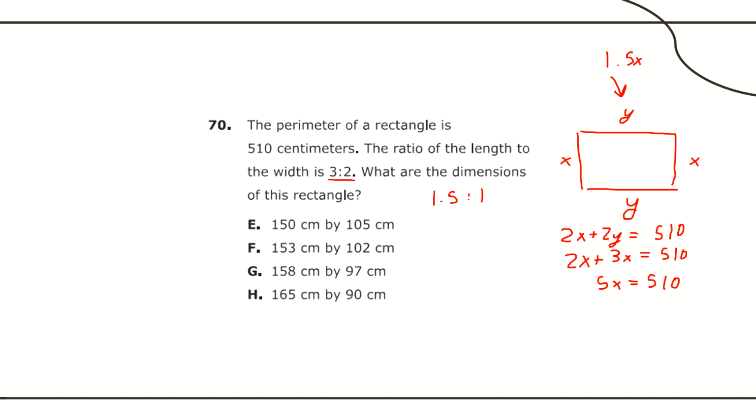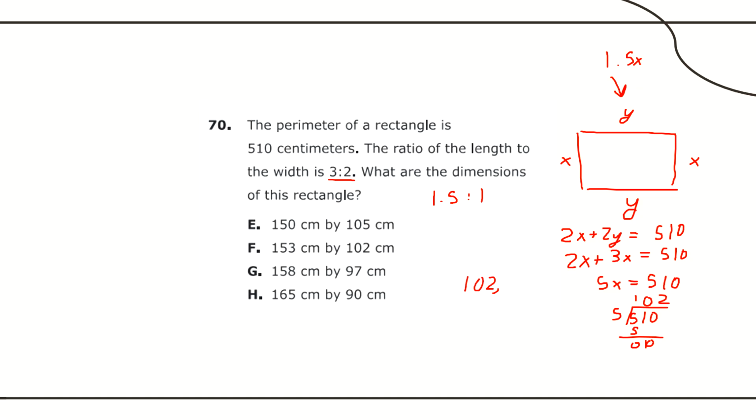If we divide 510 by 5, we'll get 102. Okay, so that means that x is equal to 102.